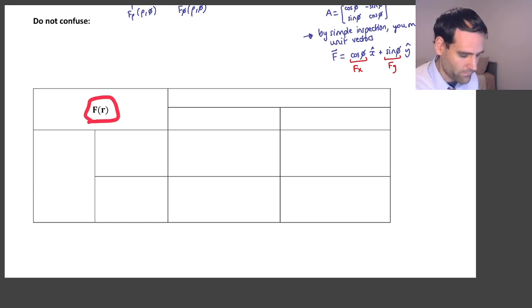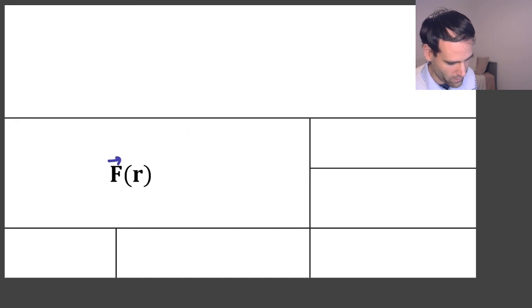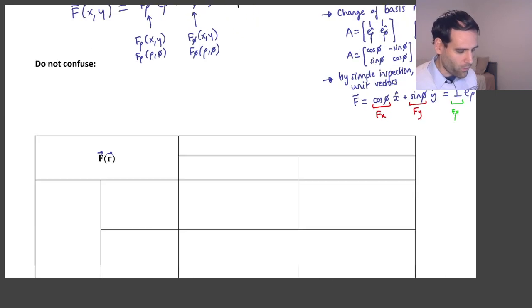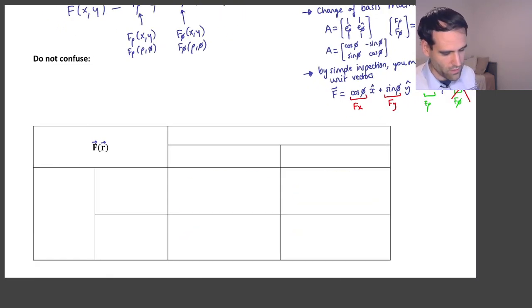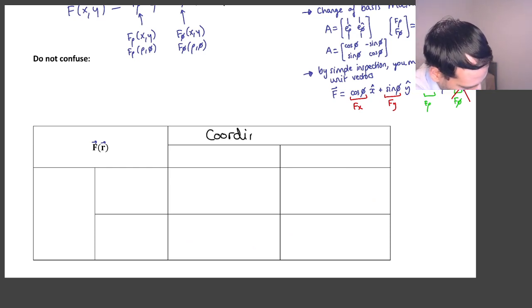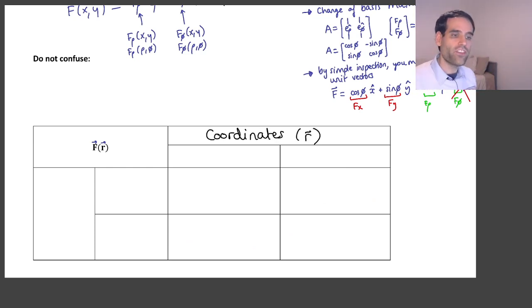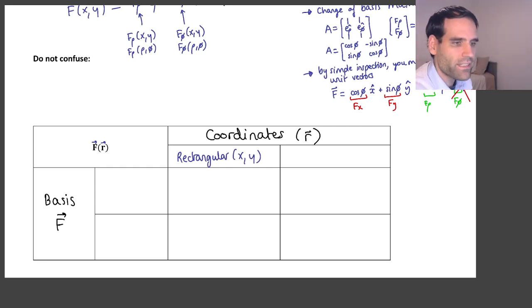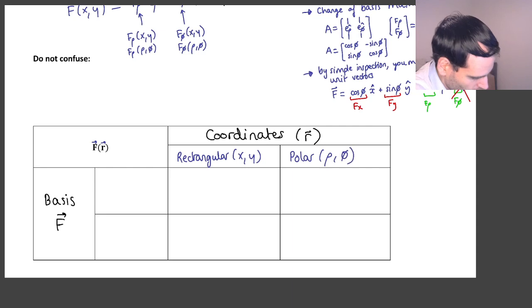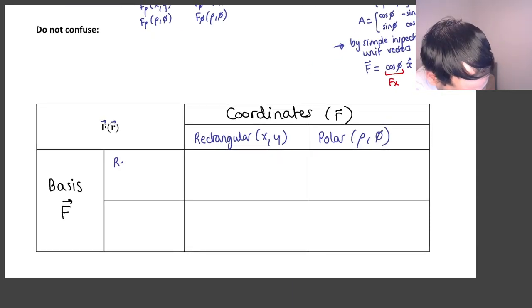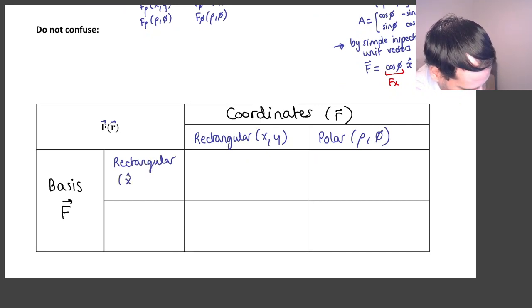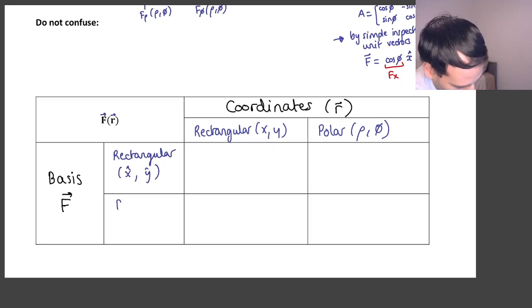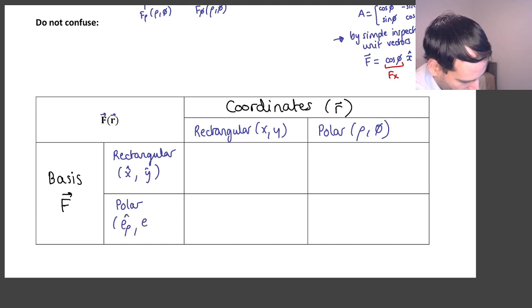So a vector field f of r, and notice that this is bold, which means that they are vectors. You can write it in 4 different ways, and that's why I have 4 spaces here. On one side, you can change the coordinates, which are the input. And on the other side, you can change the basis, which is: in which basis do you expand this vector f? The coordinates can be written in rectangular coordinates, which are x and y, or in polar coordinates, which are rho and phi. While for the basis, you can choose rectangular bases, which are x hat and y hat, or polar bases, which are e rho hat and e phi hat.